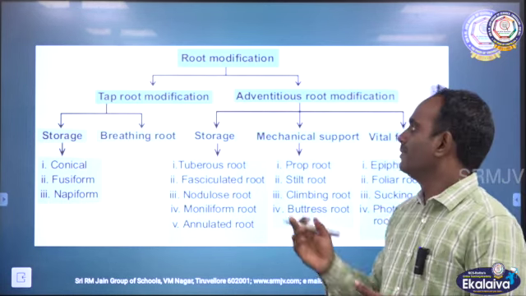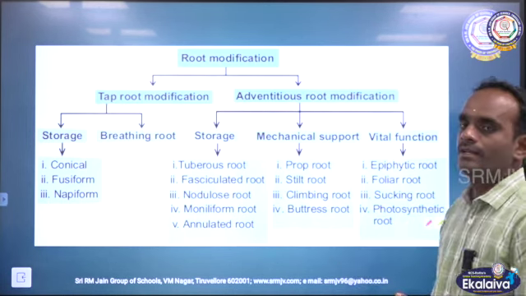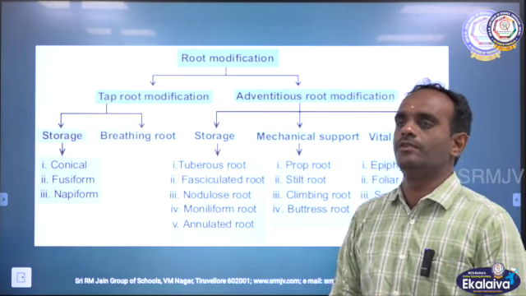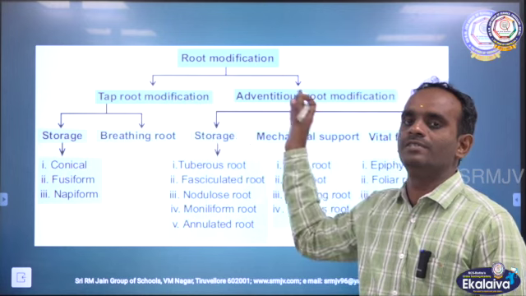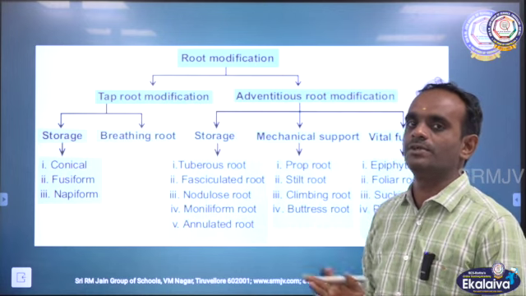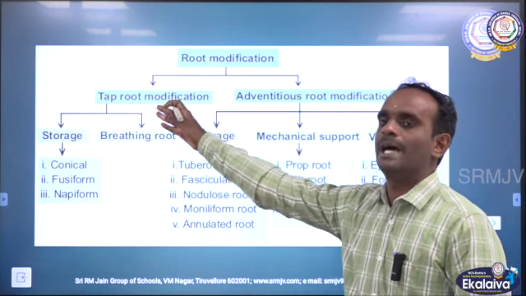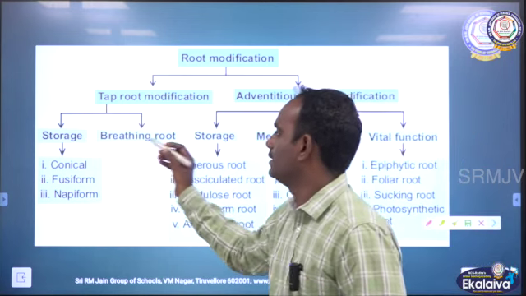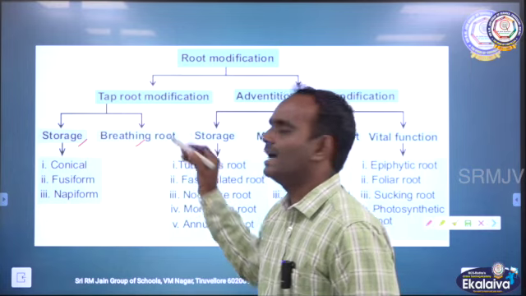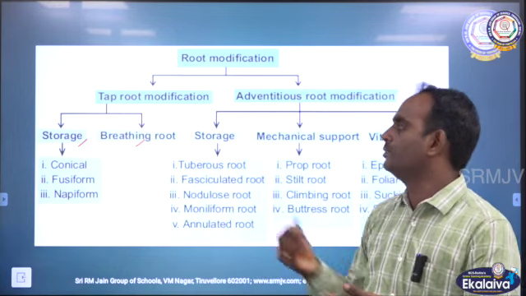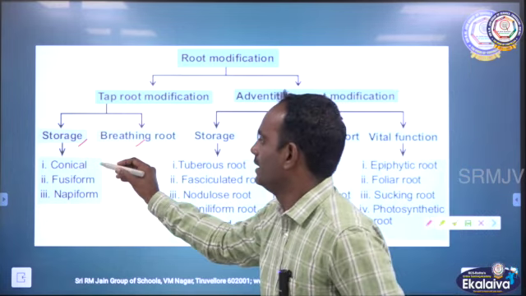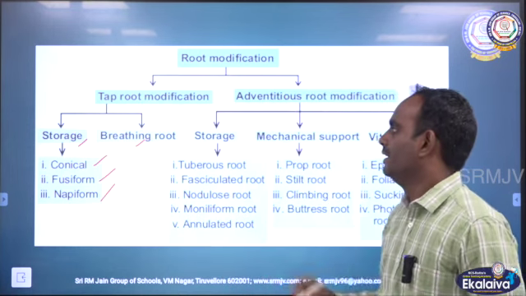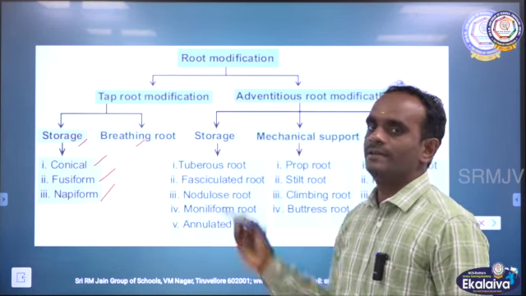See the flow chart here, root modification. We have discussed two different types of root. One is taproot, another one is fibrous root or adventitious root. In case of taproot system, taproot modification has two different functions, storage function and another one is breathing root. In storage, there are conical root, fusiform and napiform, and then breathing.